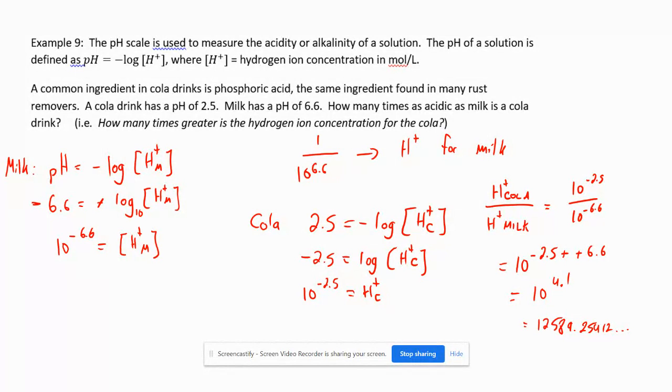If you think about it, milk is a very neutral substance. It's slightly acidic, with a pH of 6.6, and neutral is a pH of 7, right? So this is a very neutral solution over here, and cola is going to be a very acidic solution. So we're talking about there being 12,000 times more hydrogen ions in cola than there is in milk.